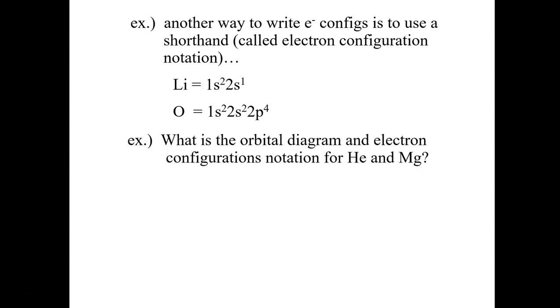All right, so this is your chance to try this out. This is where I want you to attempt to do some of these. Okay, you've just seen me do lithium and oxygen. Now I want you to do helium and magnesium. Same thing. I want you to do the orbital diagram. That's the one with the boxes and the arrows. And then I want you to try to write it out in electron configuration notation with the superscripts. Okay? So do it for helium and magnesium on your paper right now. Pause this. Try it out.